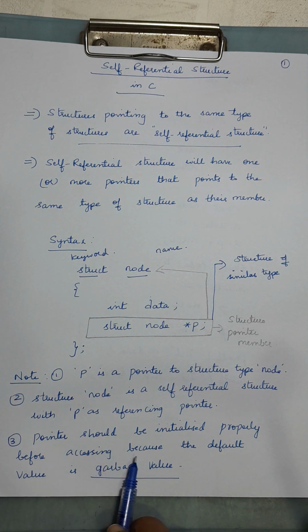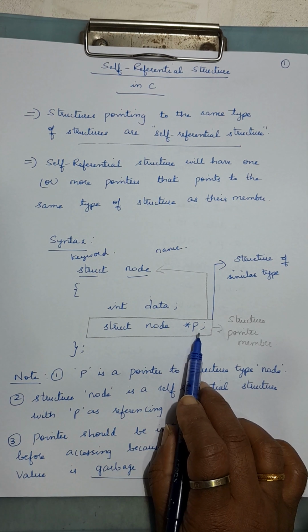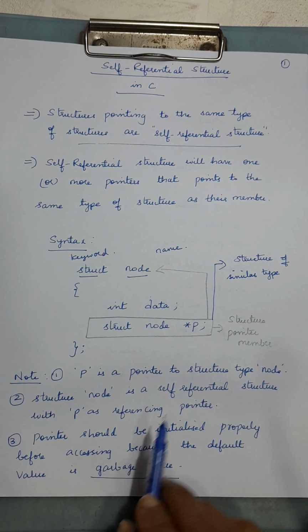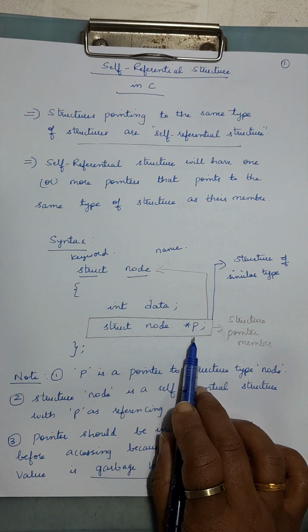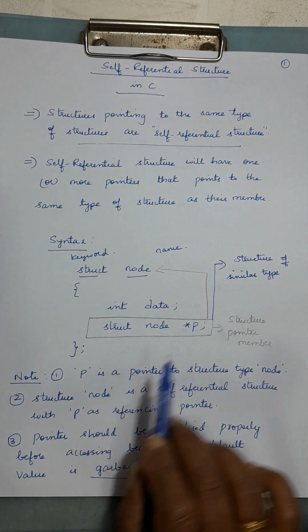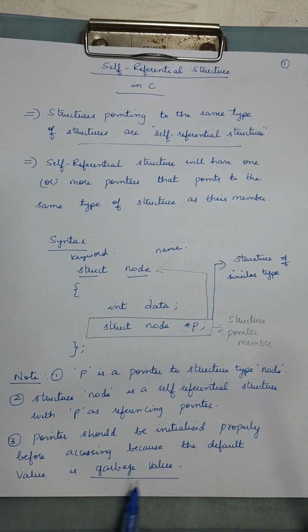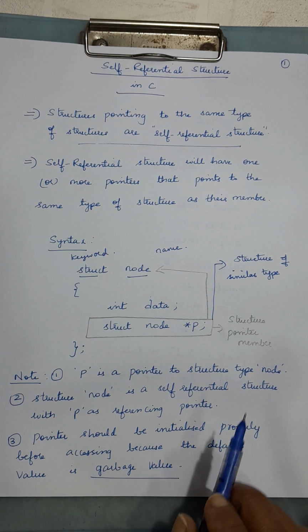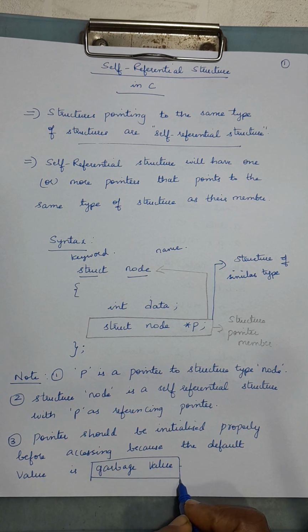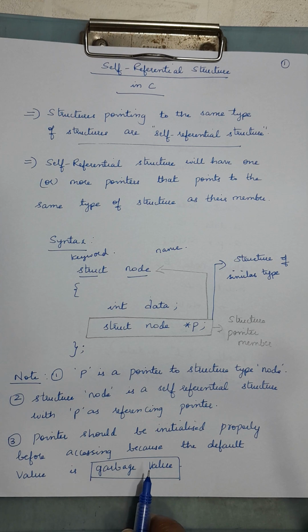Third point, this is a very important point: a pointer should be initialized properly before accessing. This is how we declare a pointer variable of struct data type. But before using it, we have to initialize it with proper data. Otherwise the value of P will be a garbage value. If we do not initialize it properly, it automatically takes a garbage value. So this point is very important from a competitive exam or placement point of view.